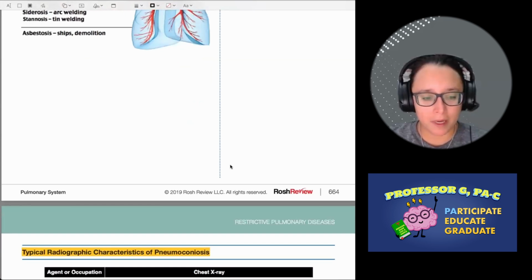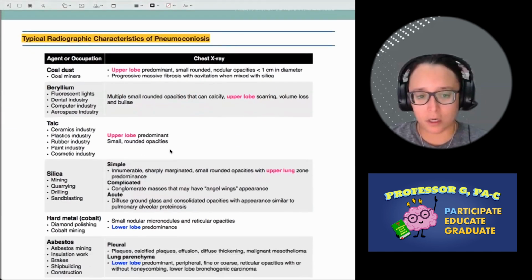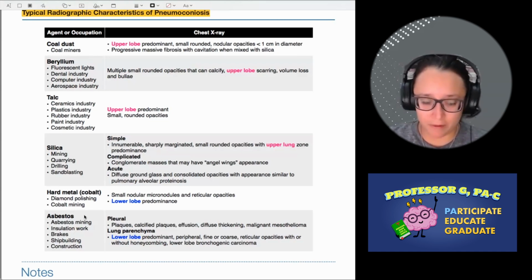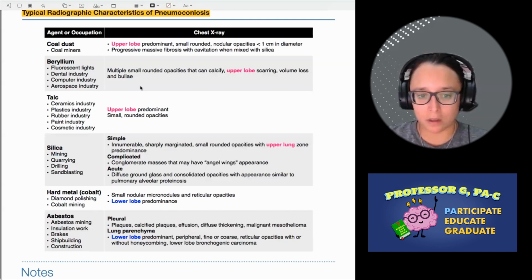So look for that. If they mention it, this is a really nice chart, by the way. I love it. If they mention that they work in a coal mine, go with it. If they mention they were exposed to whatever, they're telling you on purpose, so pay attention to that. This one's really, really good. So I would definitely know everything that's on this chart right here. Maybe not the talc stuff, that's a little bit more random. And maybe not the cobalt, but for sure coal dust, beryllium, silica, and asbestos, I would know on this chart. We kind of learned it anyway, but it's a nice chart.